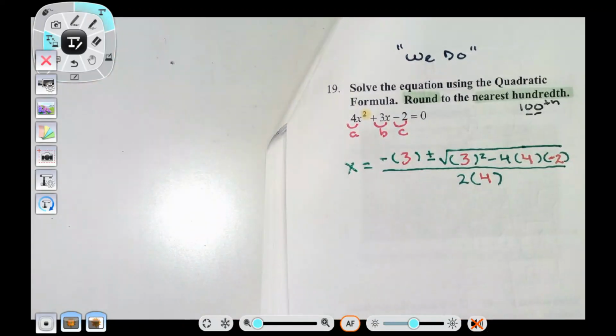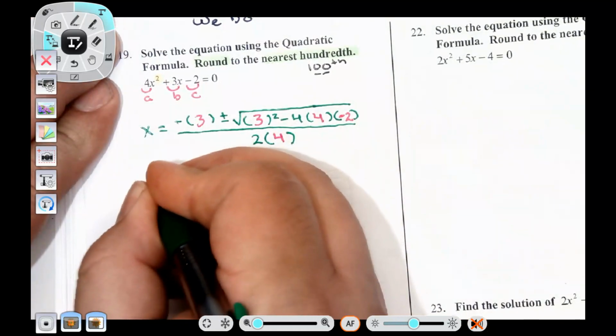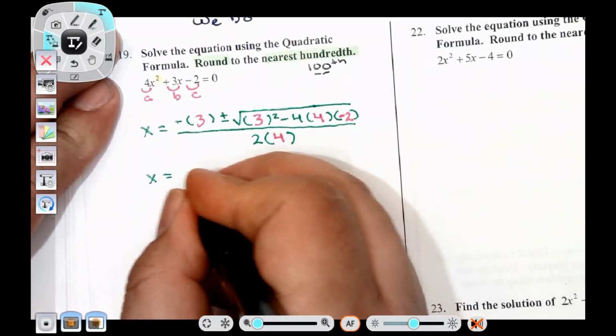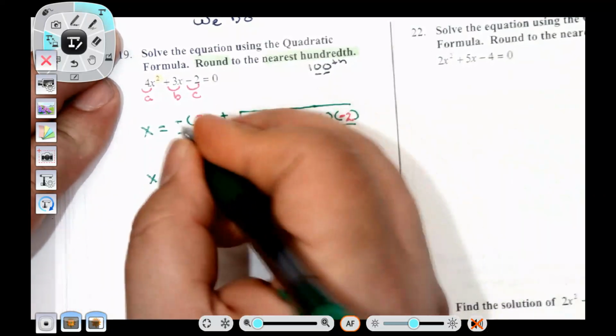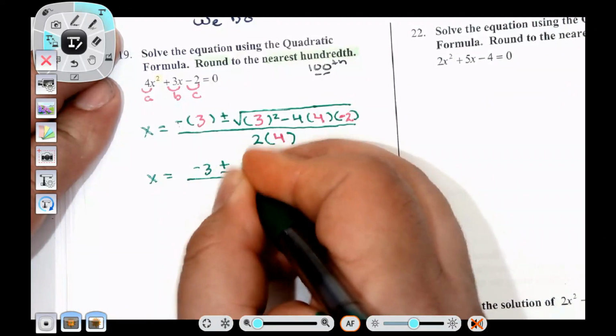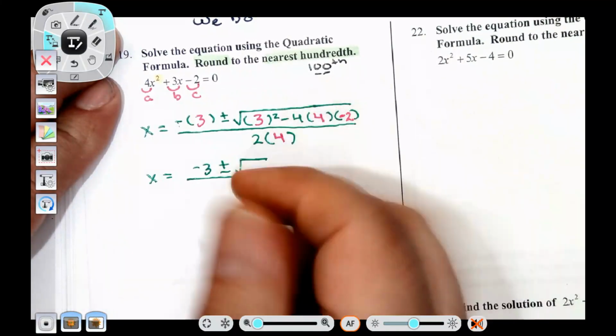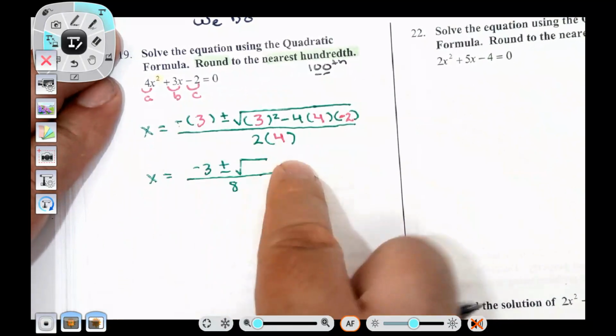It'll help out too. So now it's time for us to do some calculations here. This is where a calculator comes in. Just remember, on the day of the test, you will have Desmos available to you, which is a little bit easier to work with. So negative 3, there's negative 3, plus or minus the square root. 2 times 4 is 8. Notice I'm taking care of the little things.